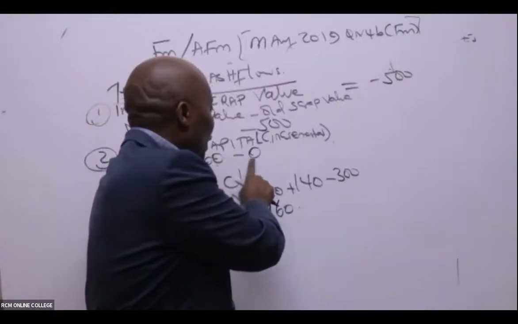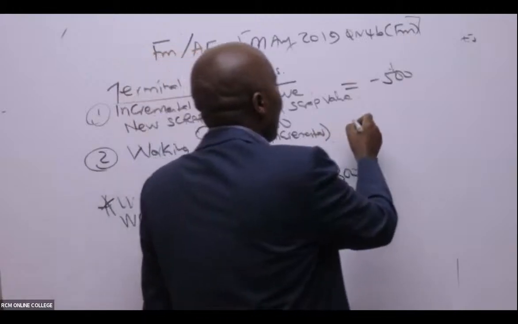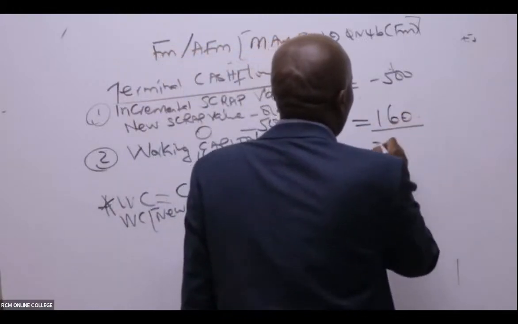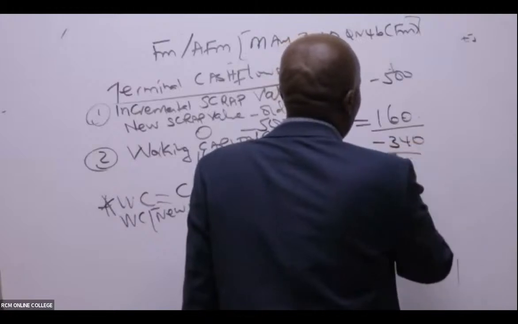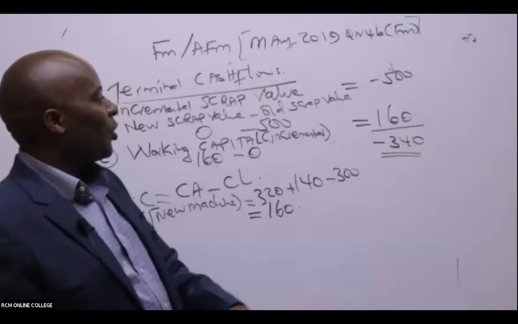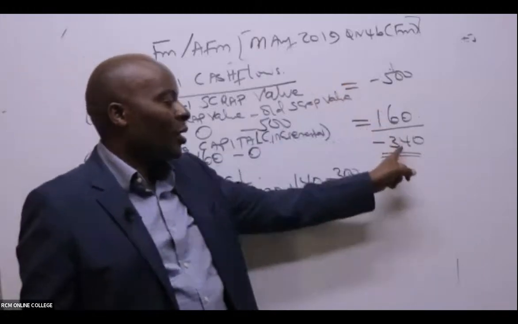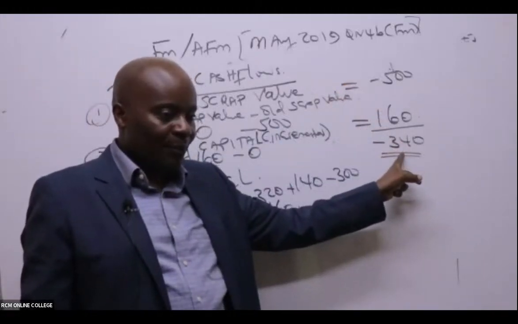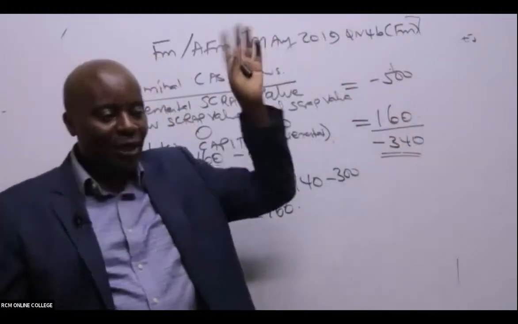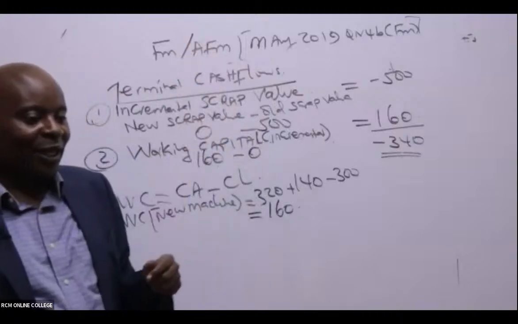So 160 minus 0. So this gives me 160 positive. So then this will give me minus 340 when you add. So in this case, the terminal cash flow is minus 340. Up to here, are we together?